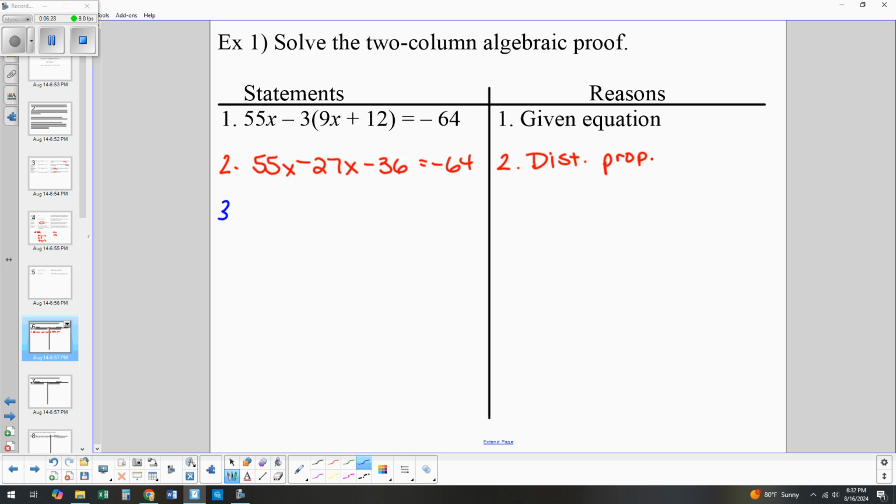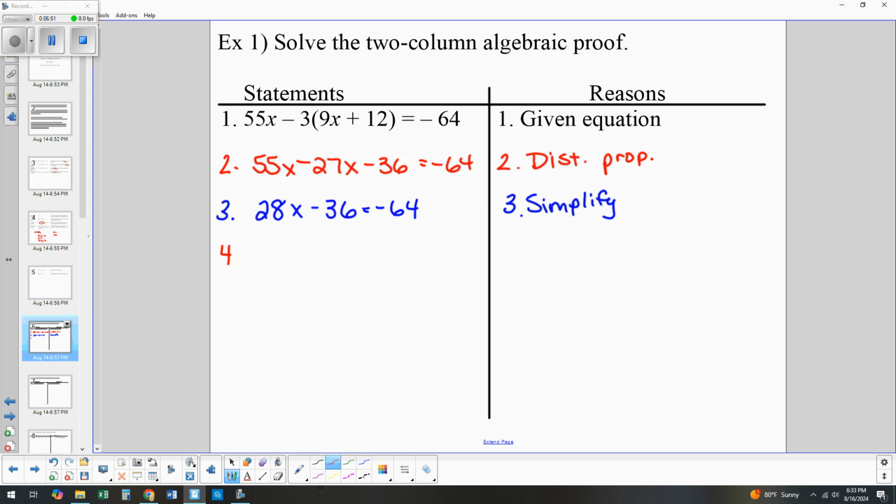So the next thing I can do, sometimes with the algebraic proofs, it's easier to write your reason first. I'm going to combine my like terms. So I'm going to call that simplify, right? It's numbers on the same side of the equal sign that I'm combining. So 55x minus 27x is 28x. And I'm going to rewrite the rest of the equation.